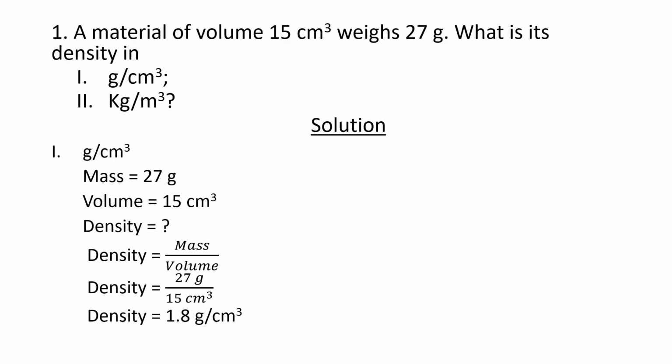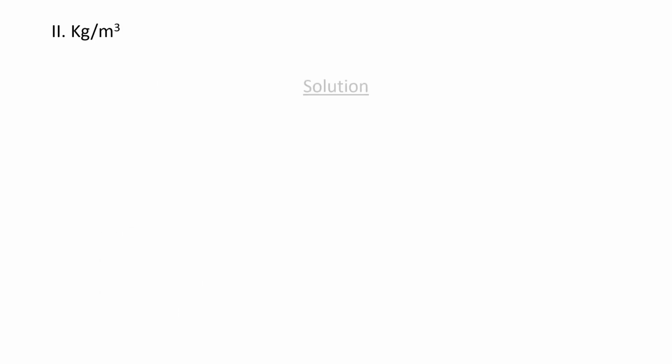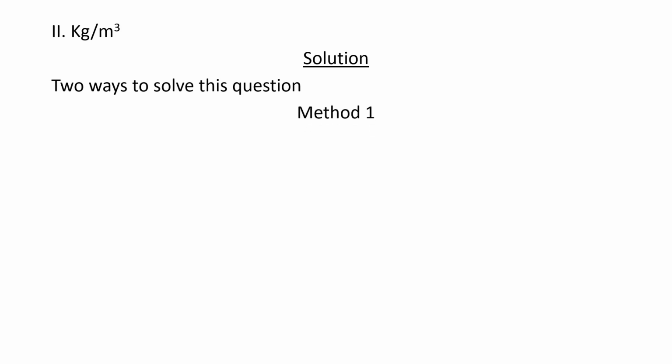Now let's look at the (II). We said we should find this density in kilogram per meter cube. We can use two methods to find density in kilogram per meter cube based on the question. The first method: mass was given as 27 grams, equals 0.027 kilogram. That means we need to change the 27 grams to kilogram. Now, how will you do that? Remember, we have learned how to change grams into kilograms.